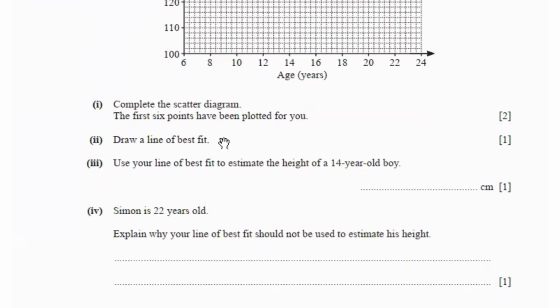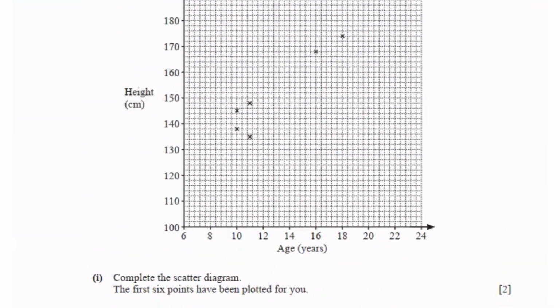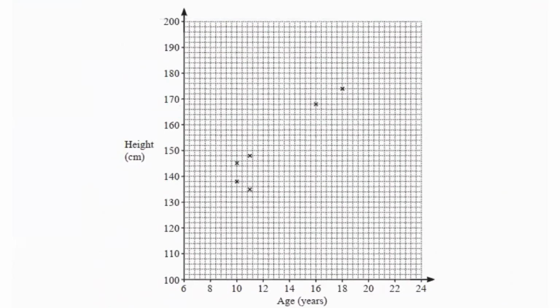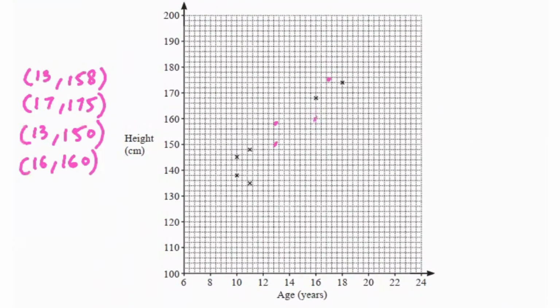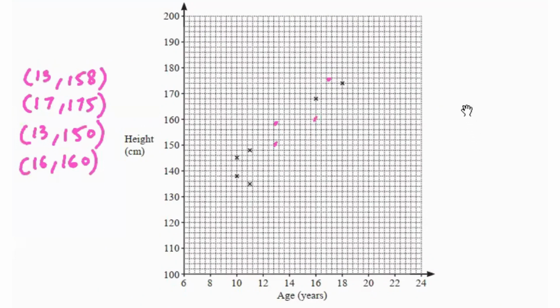Then it says draw a line of best fit and use your line of best fit to estimate the height of a 14-year-old boy. Line of best fit is going to be that line that basically has the same number of points above the line and below the line. This is the line of best fit that I'm getting.